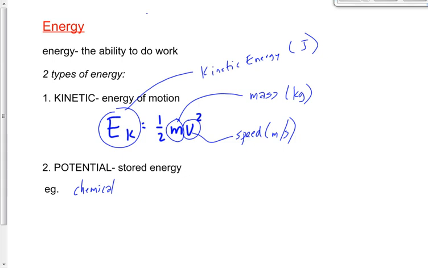Chemical potential also exists in gasoline. Okay, gasoline, you fill up your car, it's not doing a thing. But there's this 60 liters of gasoline that's stored in your gas tank, which has the potential to make you move. Chemical potential energy. It's the same energy that's stored in a chocolate bar.